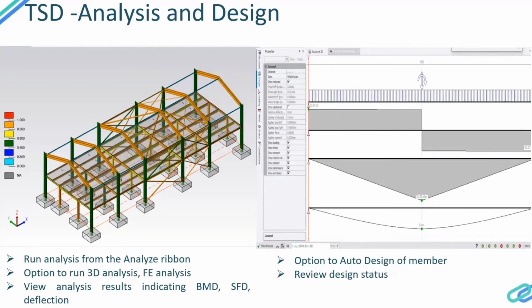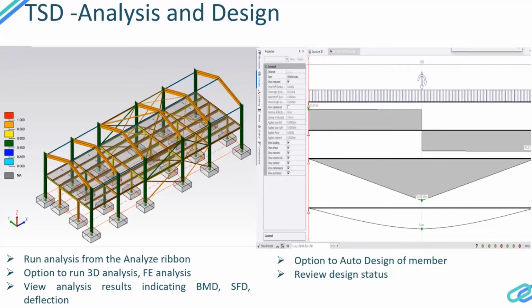Analysis and design. As I just said, there can be a few types of analysis in Tekla Structural Designer. The basic one that we do is non-sway analysis. It means we don't need to consider the sway of the buildings. That's called the first order analysis. Under the first order analysis, we can choose what kind of analysis we want.